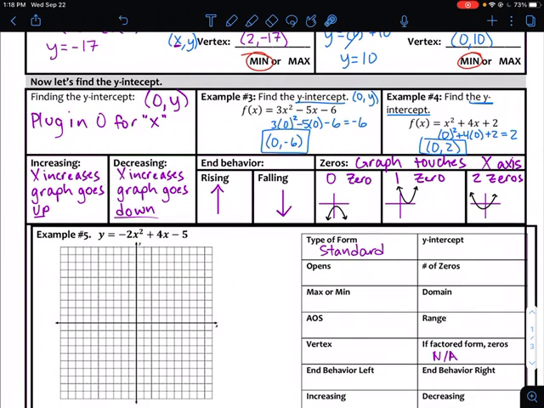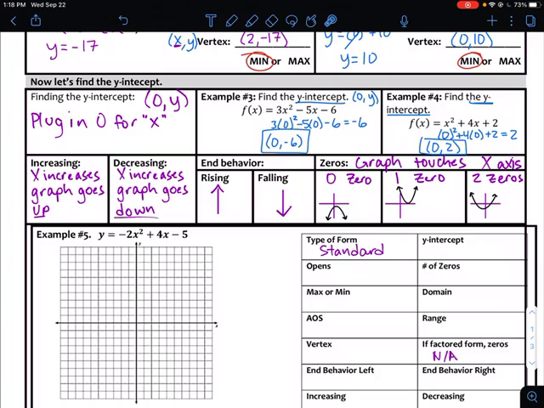Increasing, decreasing, we've already worked with that this year. It's just saying, hey, as the x values are increasing as I go to the right, the graph goes up. And if the x values are increasing as I go to the right and the graph goes down, we're looking at increase, decrease. And then again, ending behavior, rising or falling, we've done some work with that so far. As I go to my left end behavior, is it going up or down? As I go to my right end behavior, is it going up or down?